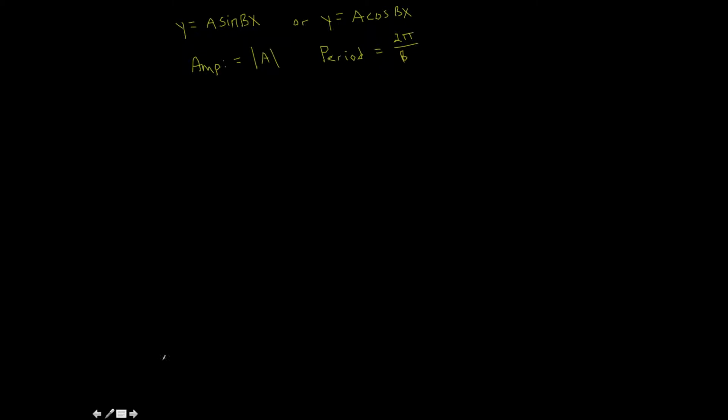So here's what I want to do. I want to graph y equals 3 cosine of 2x and let's graph it on this interval. So from negative pi to 2 pi.